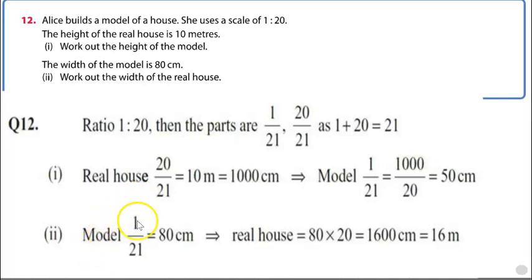So again, the model is 1 over 21, and we're told that 1 over 21, or the model, is equal to 80 centimetres. So to work out the real house width, we're just going to multiply by 20, because remember 20 over 21 is the fraction that represents the real house. So 80 times 20 is 1,600 centimetres, but we're going to rewrite that in metres because we're talking about a real house or a big house, so it's not the model anymore, so it wouldn't make sense to talk about it in centimetres. We want to talk about it in metres. So 1,600 centimetres, dividing by 100, you get 16 metres. So just again, be careful with your unit of measurement here.